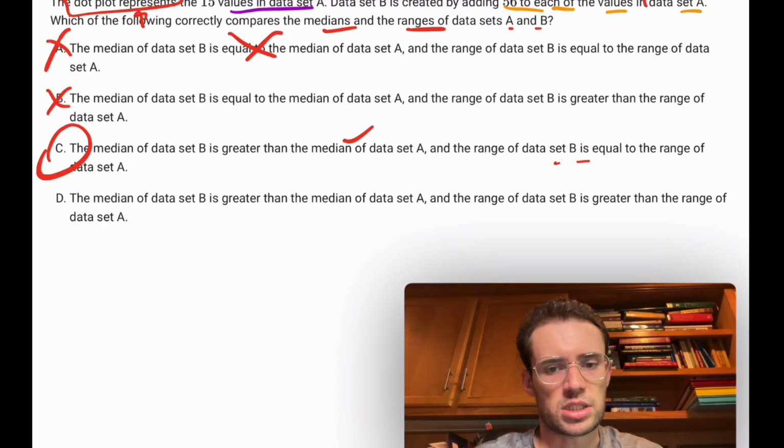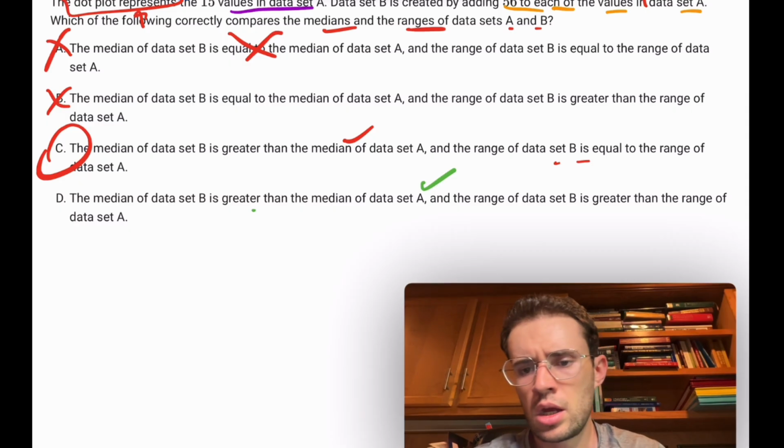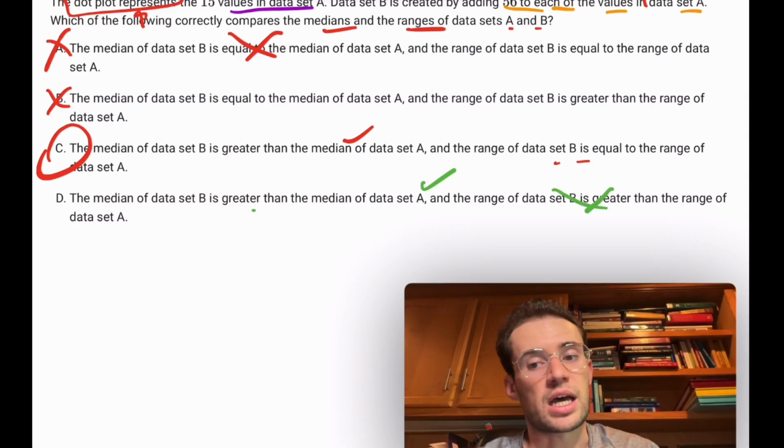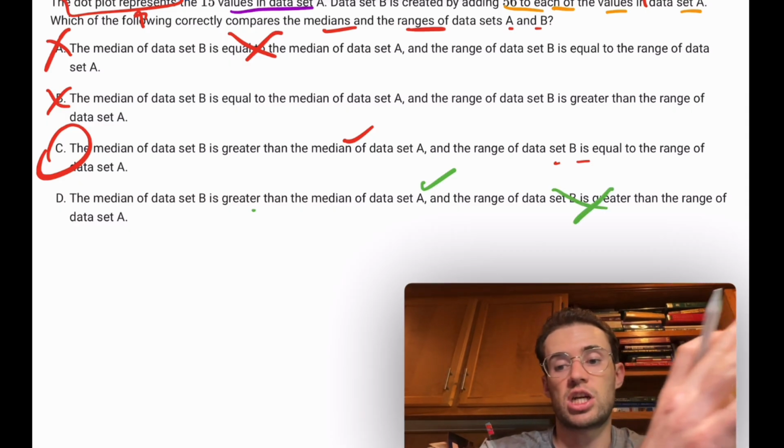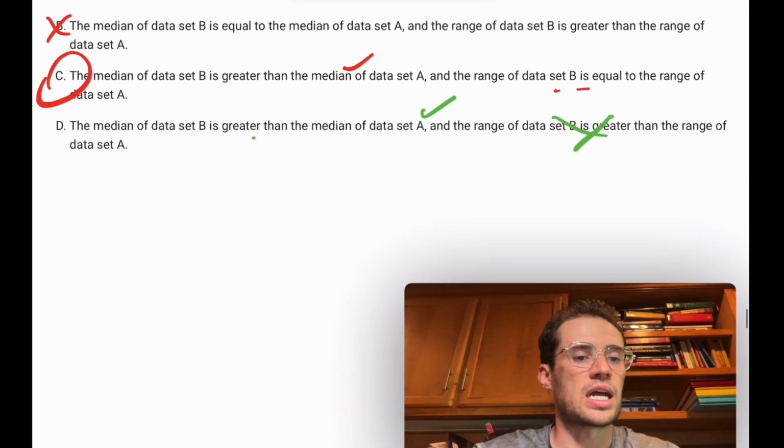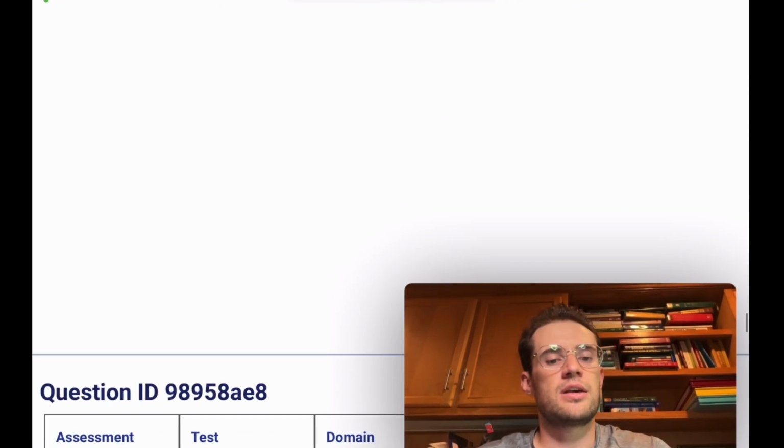It's probably going to say the range is not equal. The median of dataset B is greater than the median of dataset A. Good. The range of dataset B is greater. No, it's not. They're the same range. The range didn't change. You just shifted that data up. So it's not D. The answer would be C.